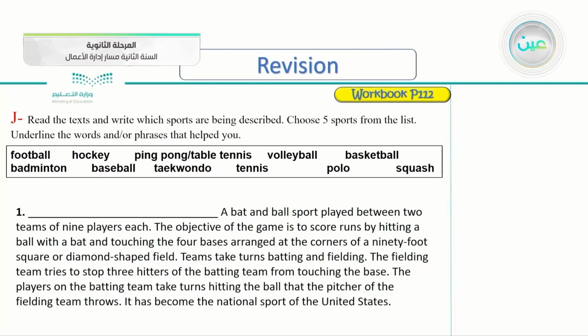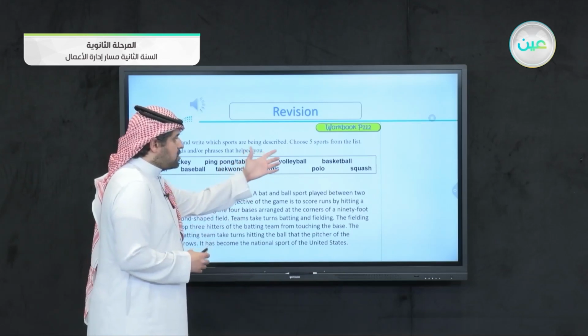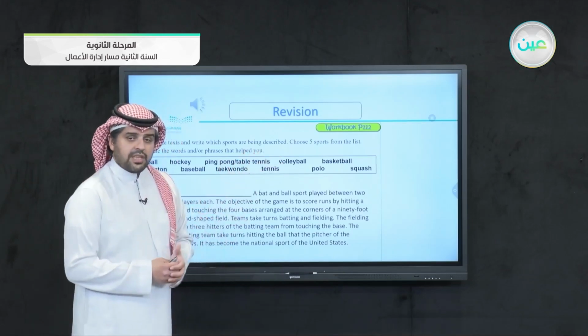So we have a list here: football, hockey, ping pong or table tennis, volleyball, basketball, badminton, baseball, taekwondo, tennis, polo, and squash. So only 5 of these are correct, as mentioned in the question. Only choose 5 sports from the list.